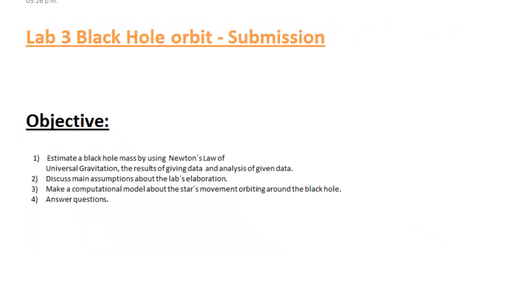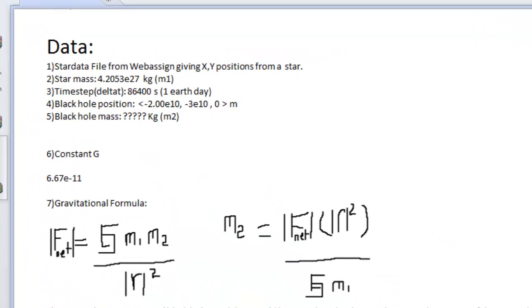4. Answer questions. Well, we were given a star data file from one time, giving our xy position from a star. I got my star mass, that in my case was 4.2053 E27 kilograms, and that's my mass 1. My time step, or delta t, is 86,400 seconds, that is 1 Earth day. My black hole position is minus 2 E10 in x, and in y minus 3 E10 and 0 in z meters. My black hole mass, that is what I need to find.